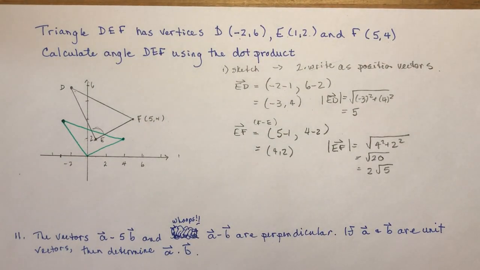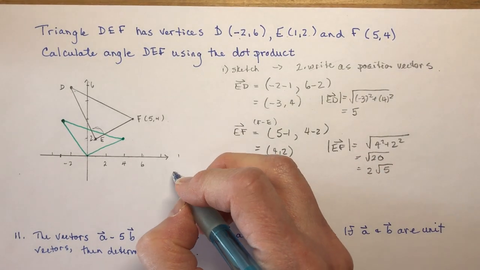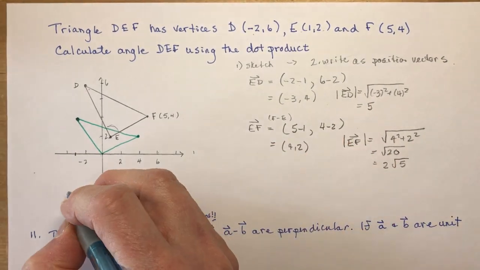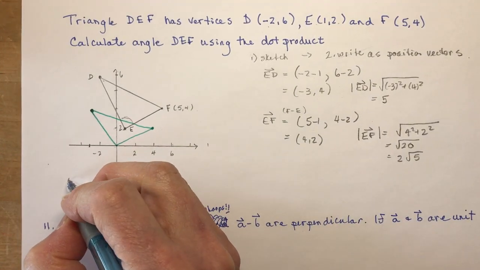Okay, now I have the position vectors, so now I have to use my calculation here. I didn't really leave enough room. Darn. I'm going to start it here, and I'll probably end up moving it to the right as we go along. But you'll catch on.